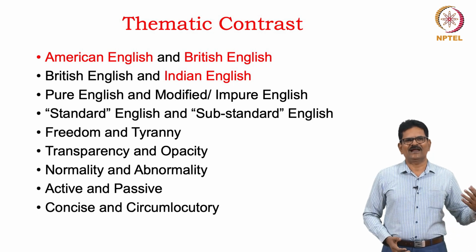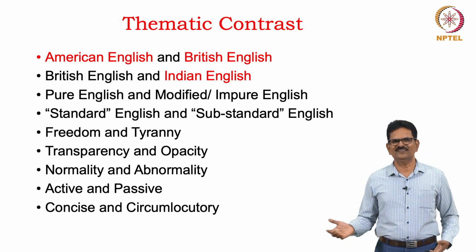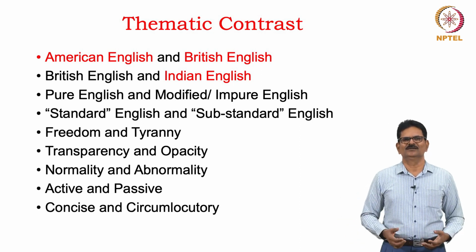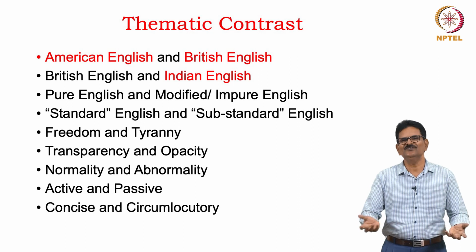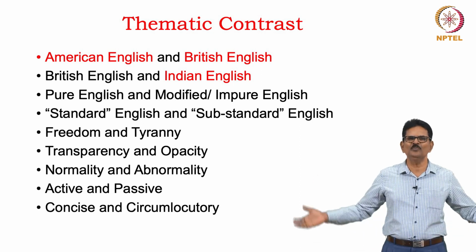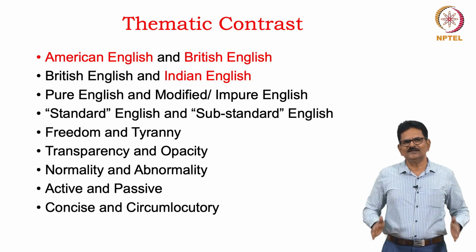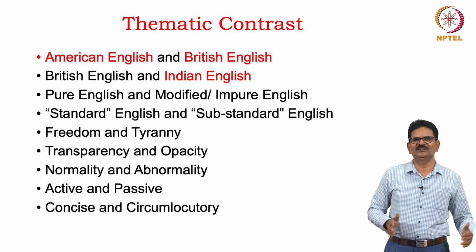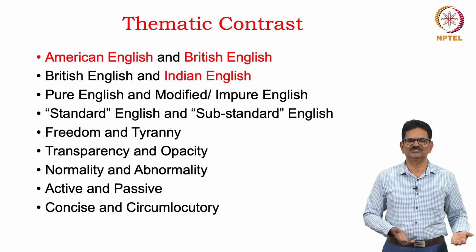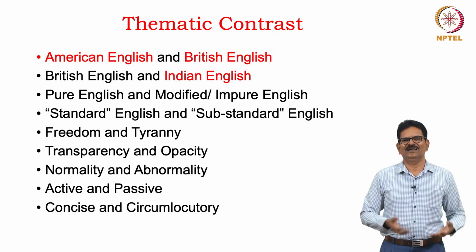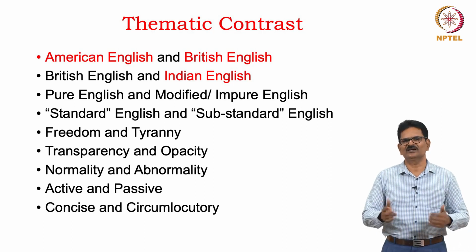Transparency, normality or active use of language, concise language in American English. On the other hand, we have tyranny, opacity, that means it's not very clear, opaque, abnormality, passive voice and circumlocution, that means it's not easy for us to understand. To say the same thing, we use so many words, we don't come to the main point, that is beating about the bush. So this kind of clear distinction between American English and British English is shown to us so that we can see the value of clear English, good English or transparent English or the language that gives us freedom to express our thoughts very clearly, succinctly to our audience.